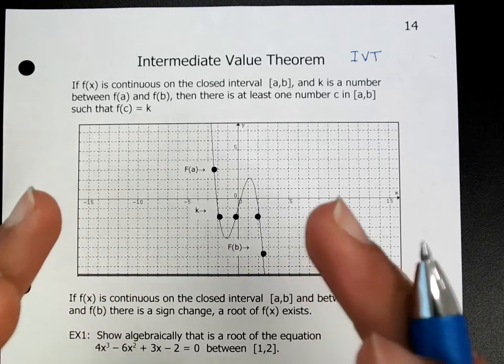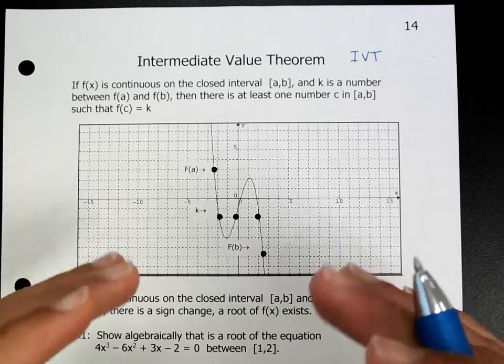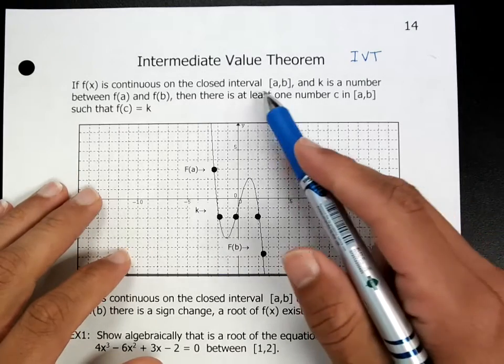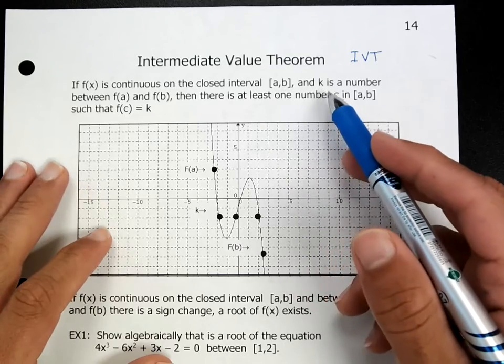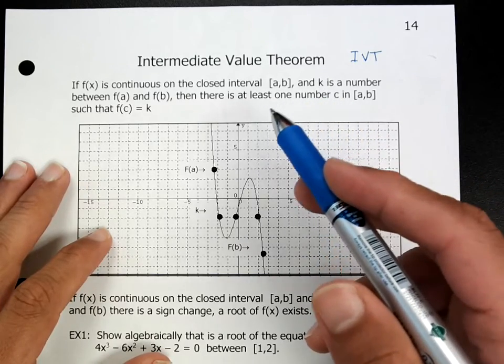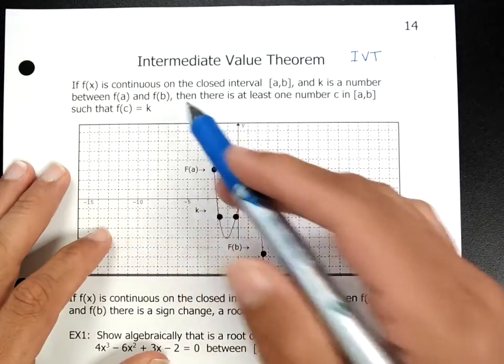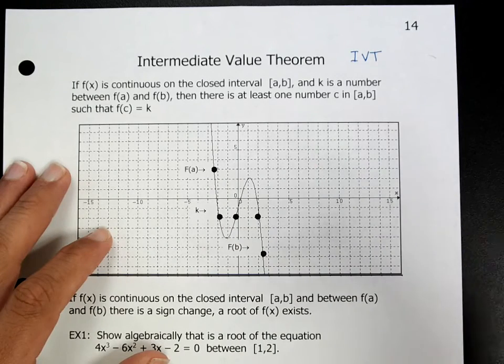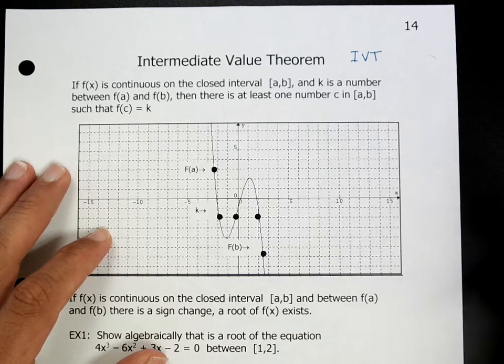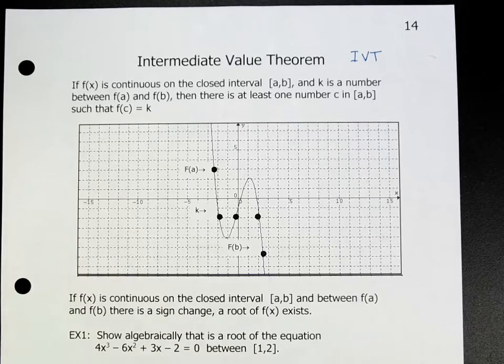So the intermediate value theorem says that f of x is continuous over this closed interval, and k is a number in between f of a and f of b. Then there is at least one number c in [a, b] such that f of c is equal to k. So that sounds like a mouthful, right?